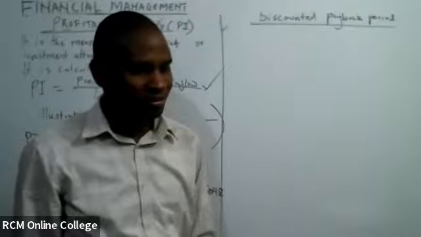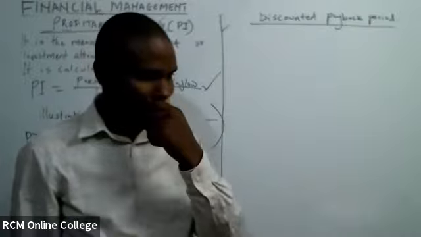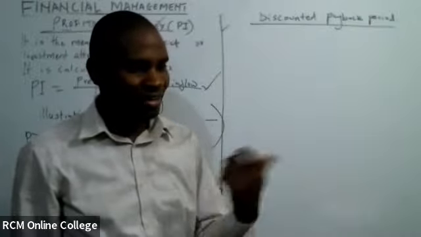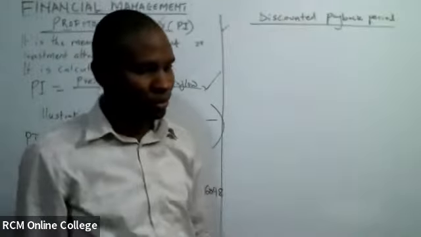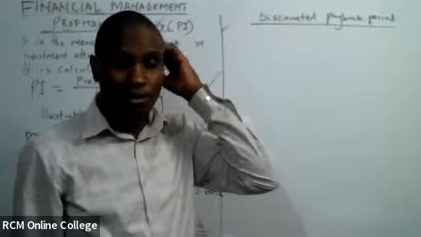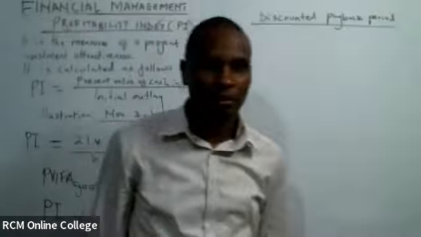And we had two in the traditional, right? Accounting rate of return and the payback period, right? So payback period has already come here. ARR, accounting rate of return, has not come on this side of discounting.